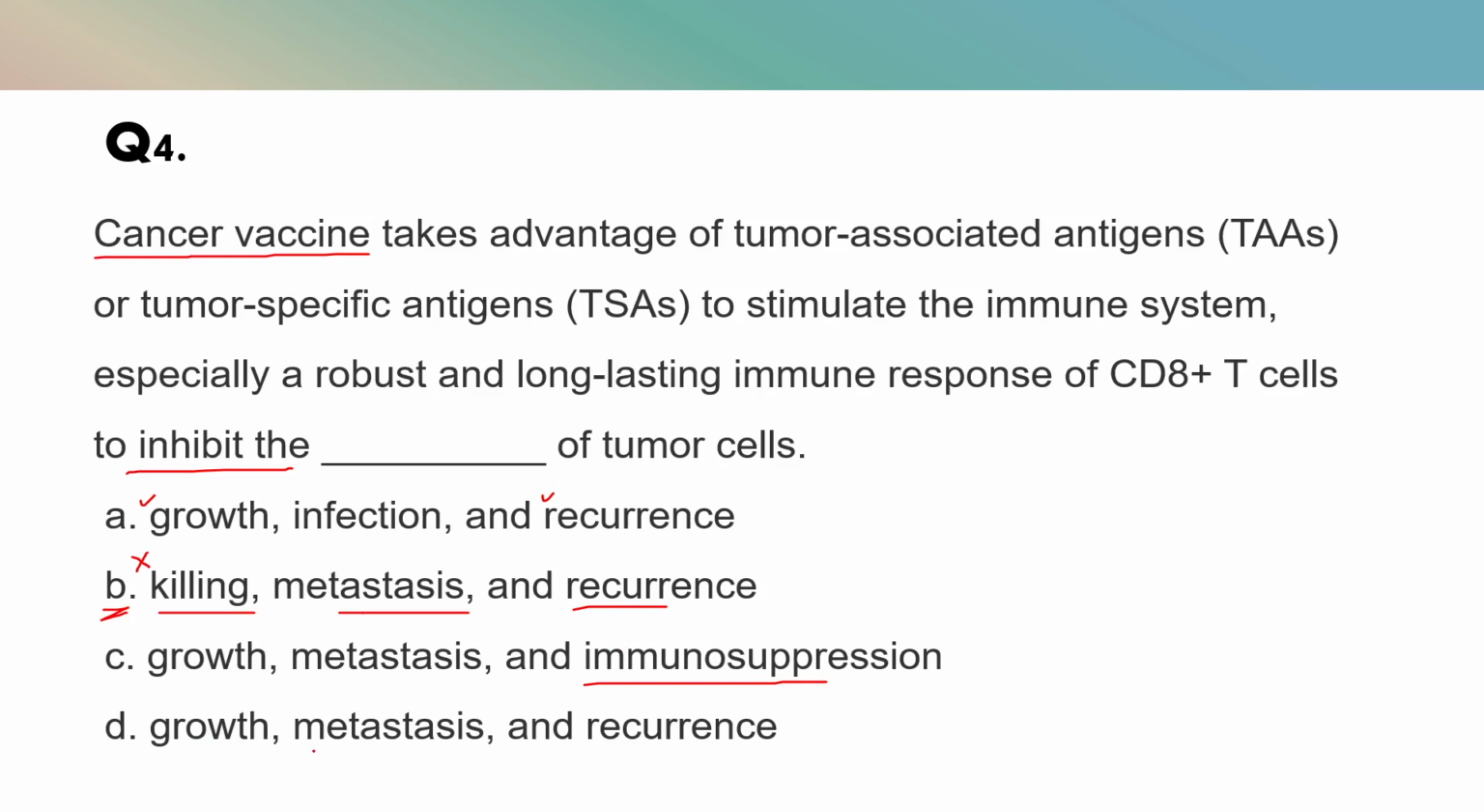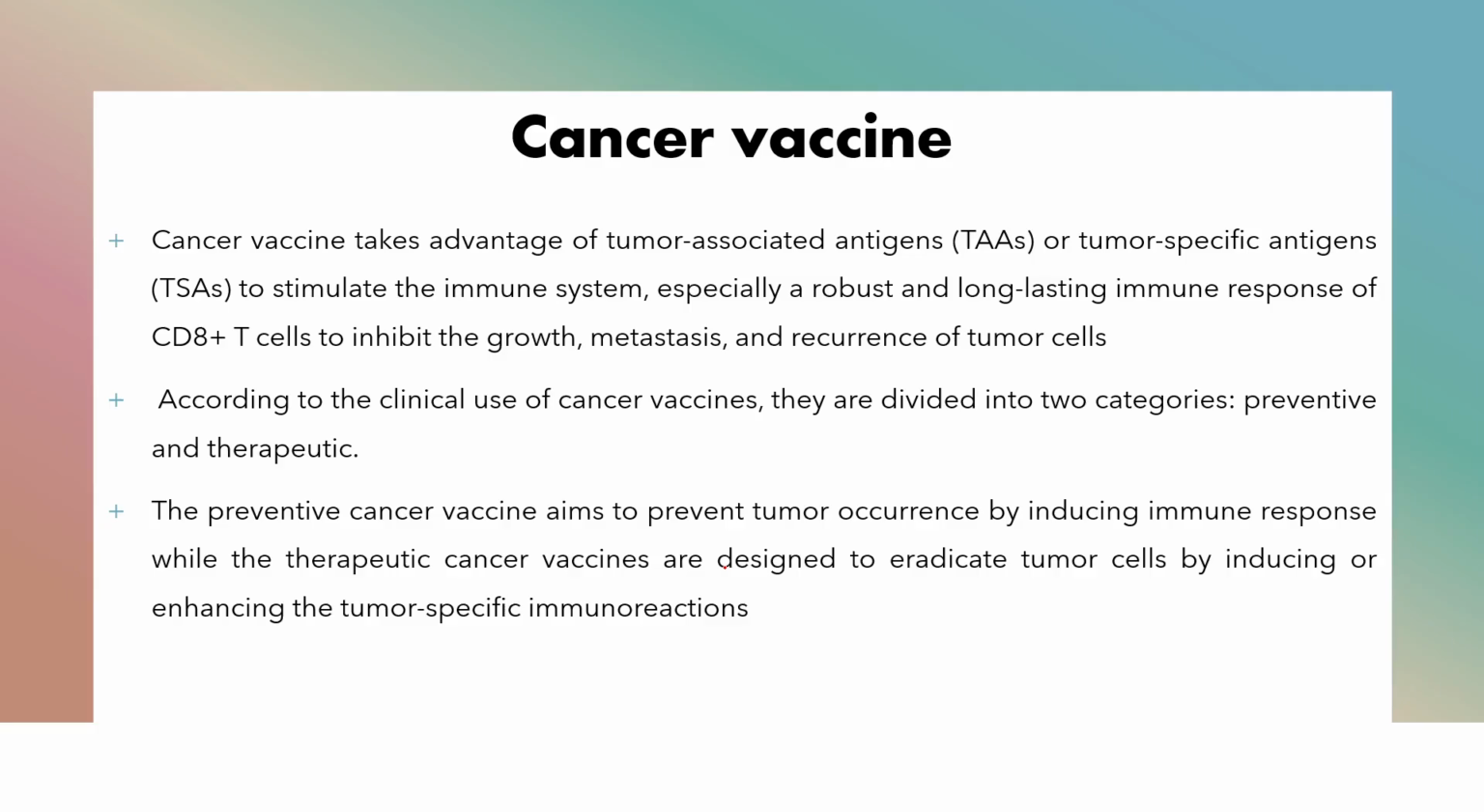Next, growth, metastasis, and recurrence. So yes, we want to inhibit the growth of tumor cells. We want to inhibit the metastasis and recurrence of tumor cells. So this is your answer. Got it? Let's talk about it more.